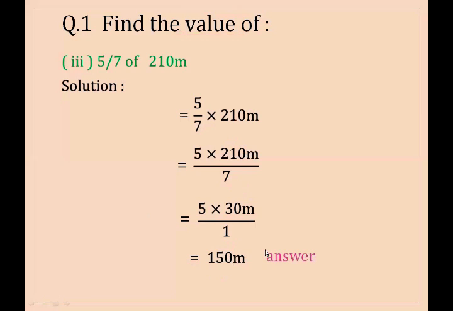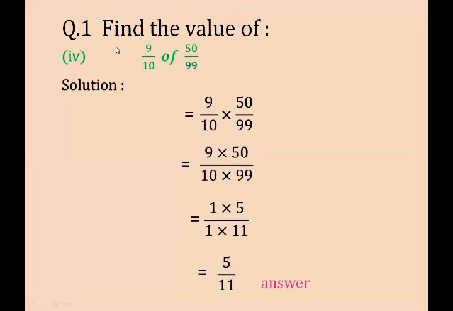150 meters is the answer of this question. Okay, here we have the same question from the same exercise in part number 4. 9 upon 10 of 50 upon 99. Now students, as you see, both are fractions, and how we solve these? Here we start the solution.